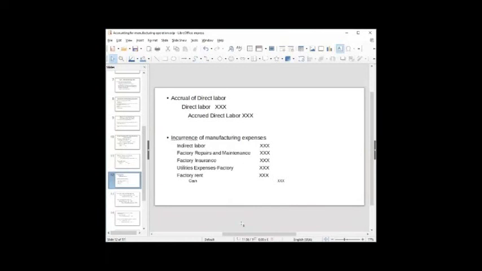The incurrence of manufacturing expenses. What are the examples of manufacturing expenses? These are the indirect labor, the factory repairs and maintenance. Indirect labor, like the salary of the supervisor, you charge as indirect labor. The repairs and maintenance, the factory insurance, if there is, the utilities expenses like electricity or water, and the factory rent. All of these, you debit them and you credit cash because it is paid in cash.